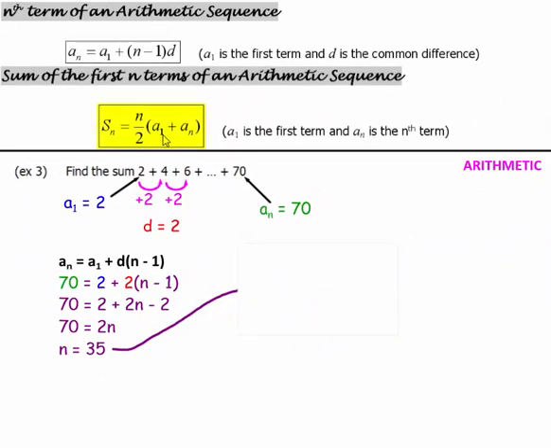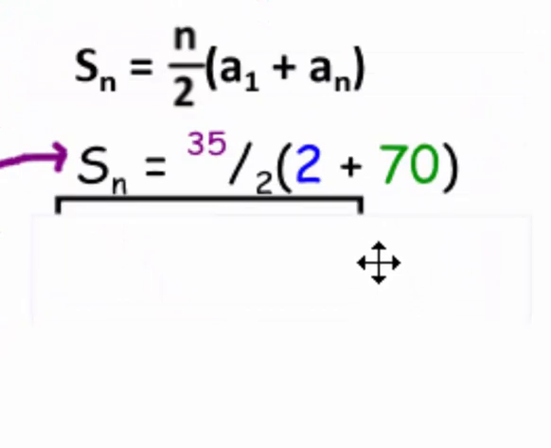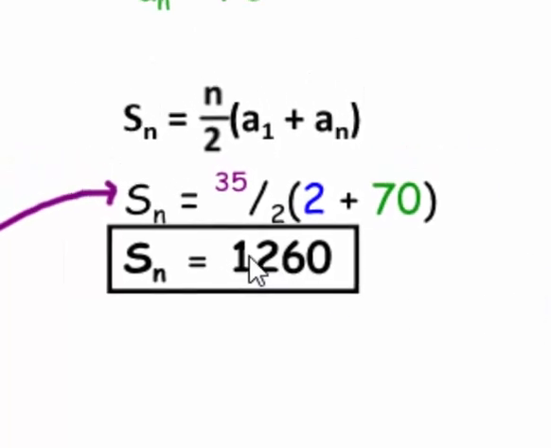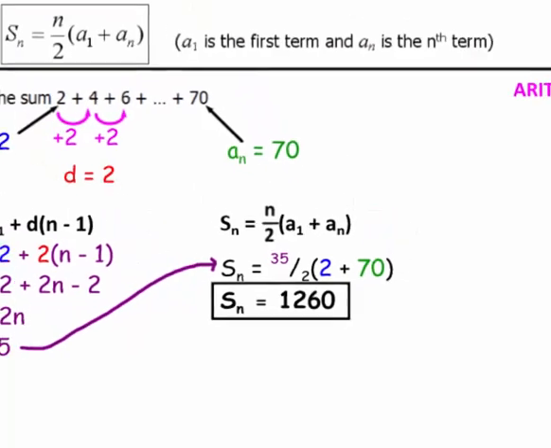Now we can use the sum formula to say 35 divided by 2 times the sum of the first and last terms. And just go ahead and plug into your calculator. Okay, so if you had sat there adding 2, 4, 6, 8, 10, all the way until 70, and you hadn't made any mistakes in all of those calculations, you would get the same thing. But that's not efficient. That's why we want our formulas.